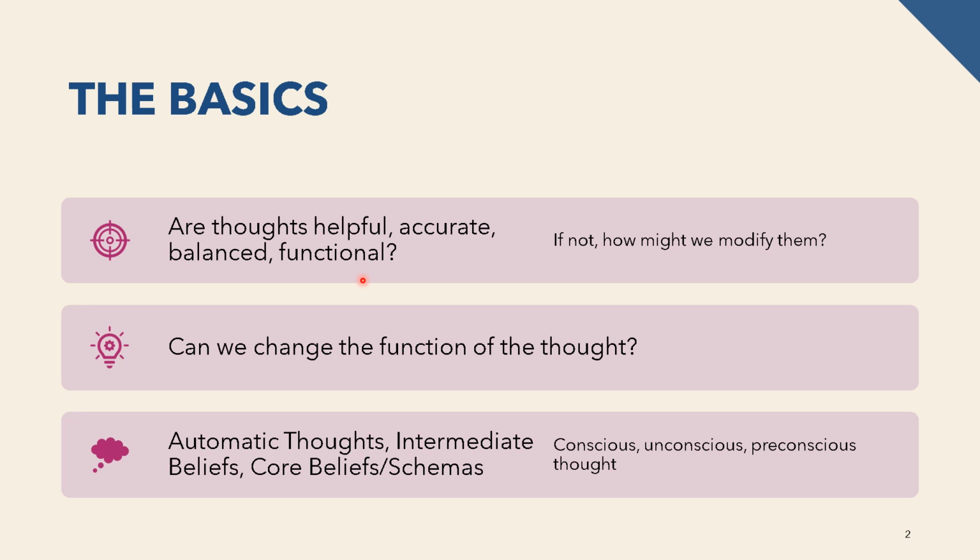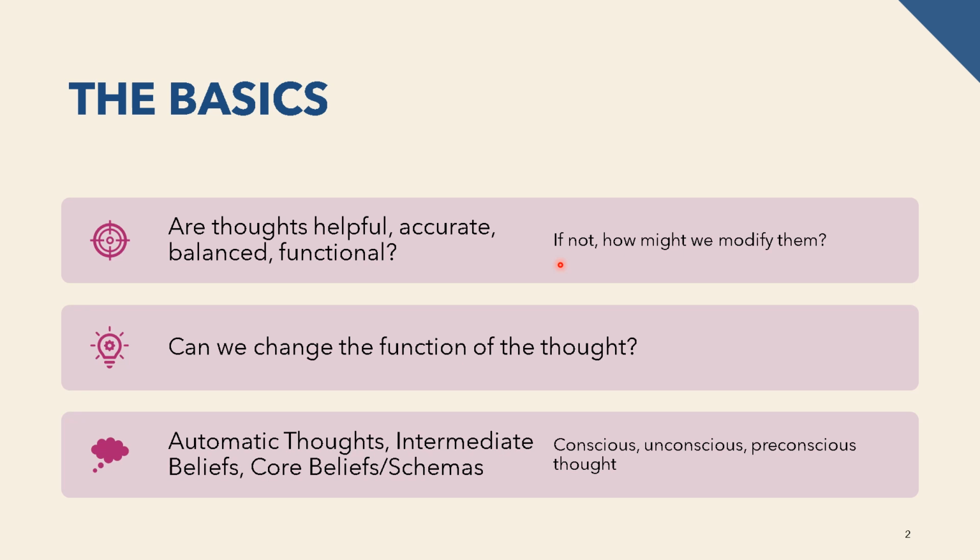Whatever the case, you can think of these almost as four separate questions if that's easier for you. But if the answer to these questions is no, these thoughts that our clients are experiencing are not helpful, not accurate, not balanced, not functional, we then want to ask ourselves, if not, then how do we modify them? This is often referred to as cognitive restructuring, cognitive modification. Depends on who you're talking to. The terms, in my opinion, are pretty synonymous. So as a therapist, we're going to ask, how do we modify these to be more functional, helpful, accurate, balanced for our clients?